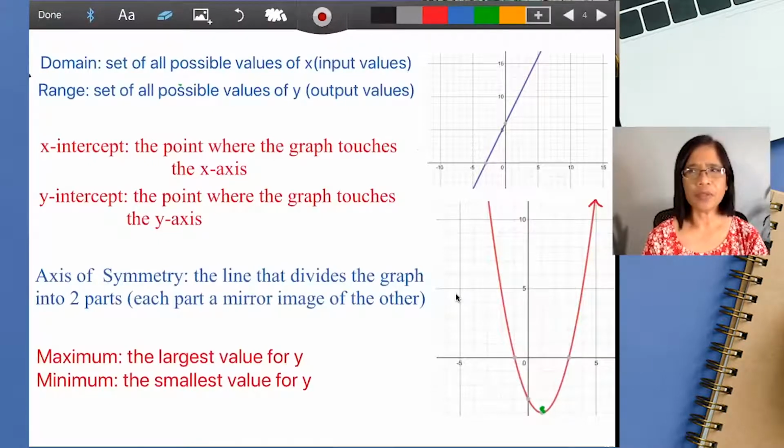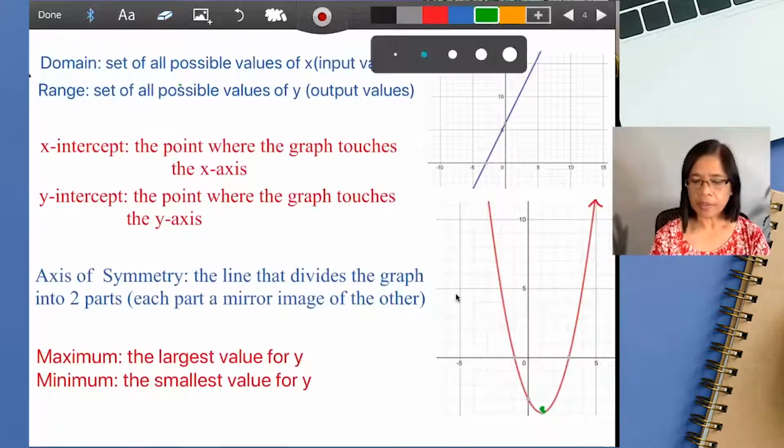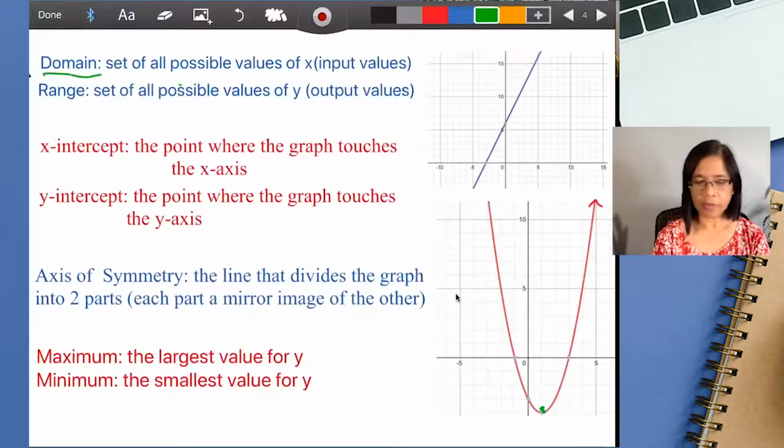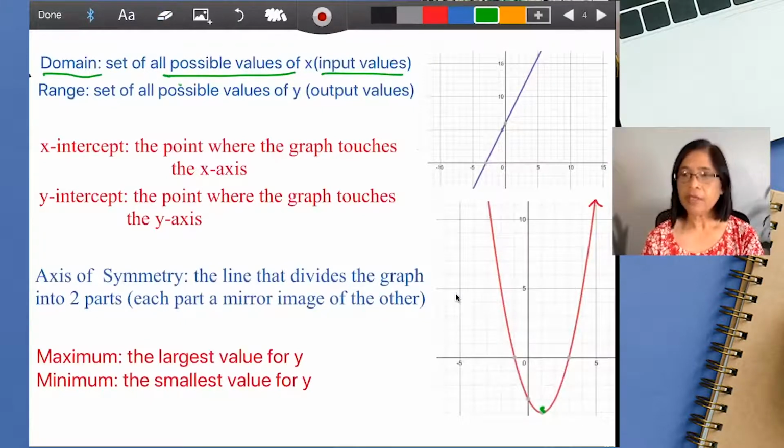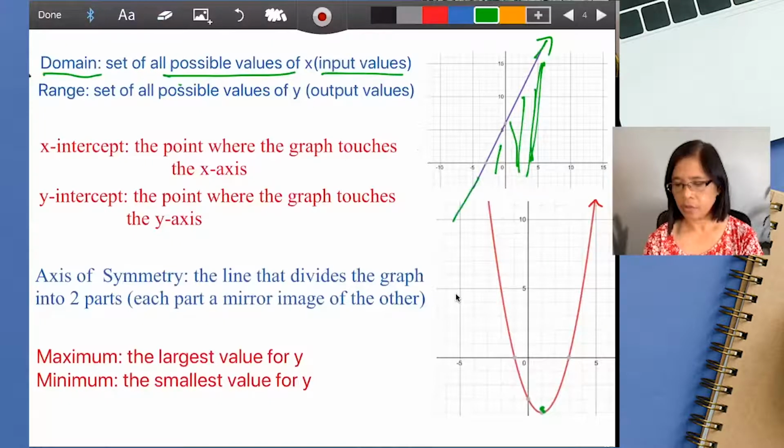And let's see how close your definitions are to these mathematical definitions. So for domain, we're referring to the set of all possible values for x, also known as input values. So if we are given a graph, to find the domain, we look at these points here, okay? What are the possible x values? If we extend this graph in both directions, what are those x values?